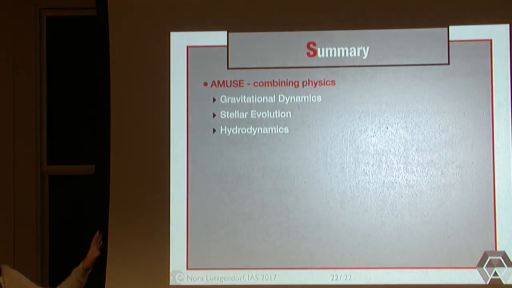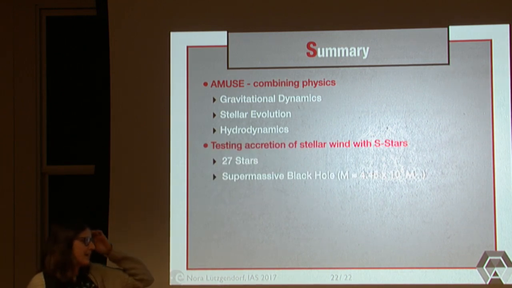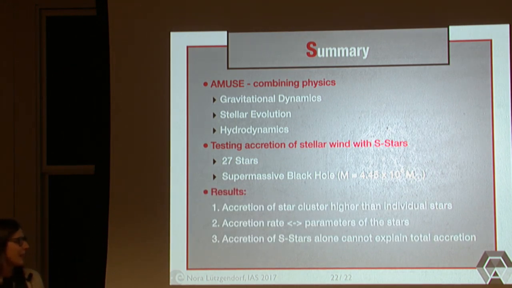We used AMUSE to combine physics: gravitational dynamics, stellar evolution, hydrodynamics, and we tested that with the S stars to see the accretion of the stellar winds onto the black hole. Those are just some results from the paper that you can look up. So basically we found that the S stars alone are not responsible. At least in our simulations, we couldn't completely explain it.